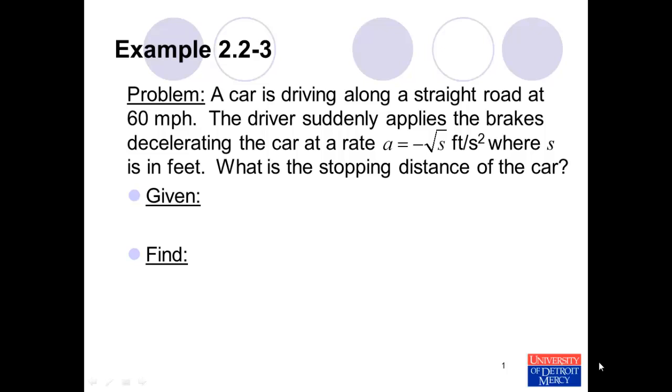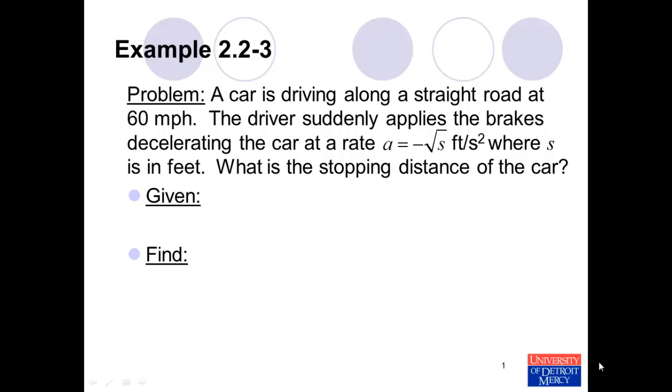This problem is example 2.2-3 from the textbook Conceptual Dynamics. The problem statement reads: a car is driving along a straight road at 60 miles per hour. The driver suddenly applies the brakes, decelerating the car at a rate of a, the acceleration, equal to the negative of the square root of the position s, where a has units of feet per second squared and s has units of feet. What is the stopping distance of the car?